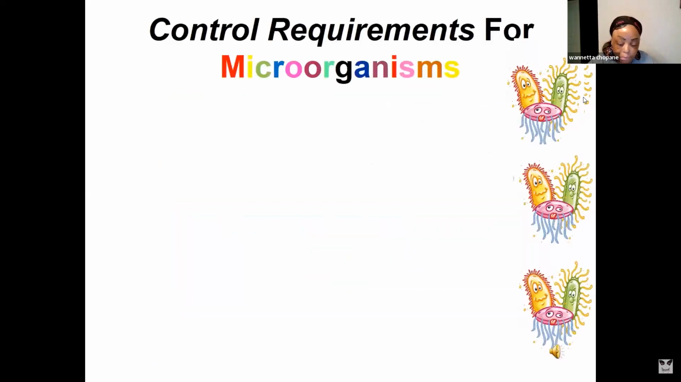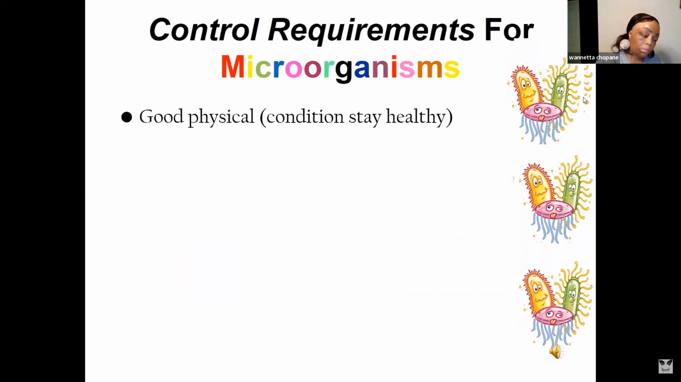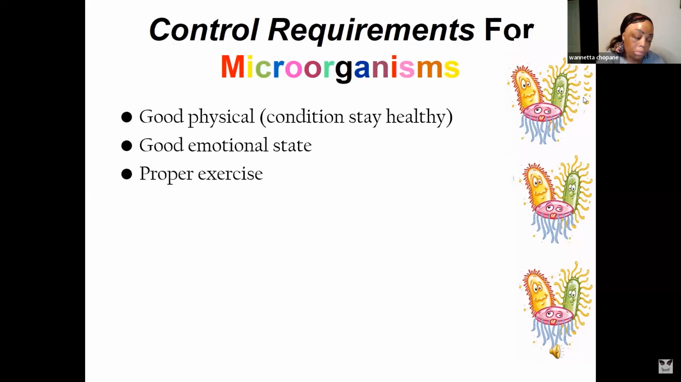So, what are some good control requirements for microorganisms that can actually prevent them from latching onto you or infecting you? Well, good physical condition and staying healthy is one. If we eat right and stay in good physical shape, that's one way. We can look at a good emotional state. Stress has a lot to do with compromising the immune system. So a good emotional state does help in controlling the requirements for microorganisms to attach, live, and grow, as well as having proper exercise. Staying healthy with the proper food and proper exercise, even if it's just half an hour a day or every other day. Proper exercise is good control, as well as good nutrition. Again, that goes back to the eating.